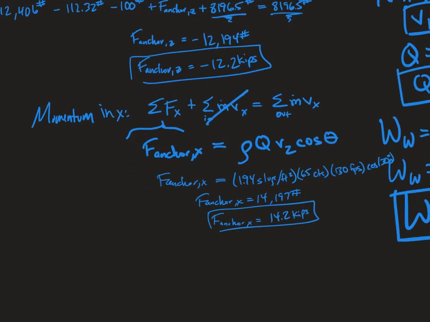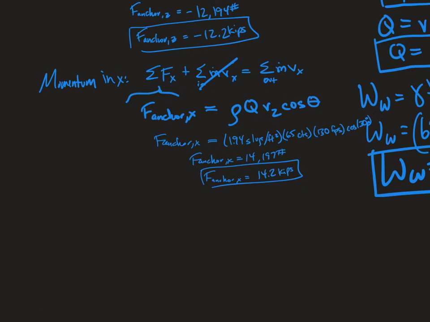So what that means is, I'm just going to do F anchor in general. If somebody had asked for the total thing, we would do the square root of F anchor x squared plus F anchor z squared. Okay, and we would get F anchor equals, I'm just going to give it in the reported version, 18.7 kips.